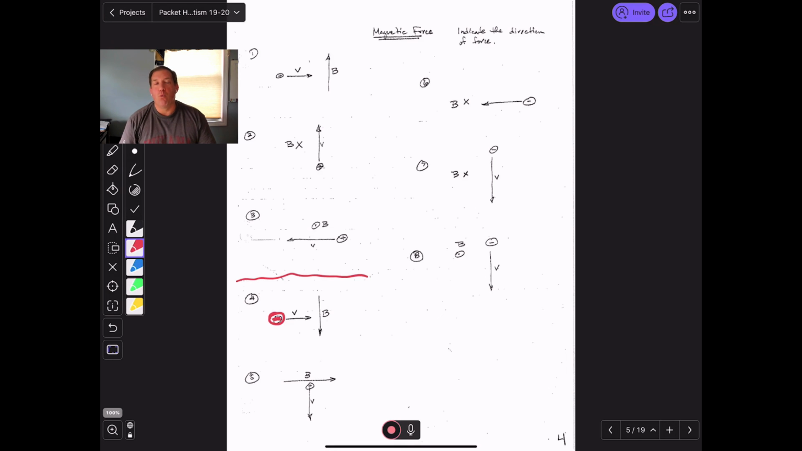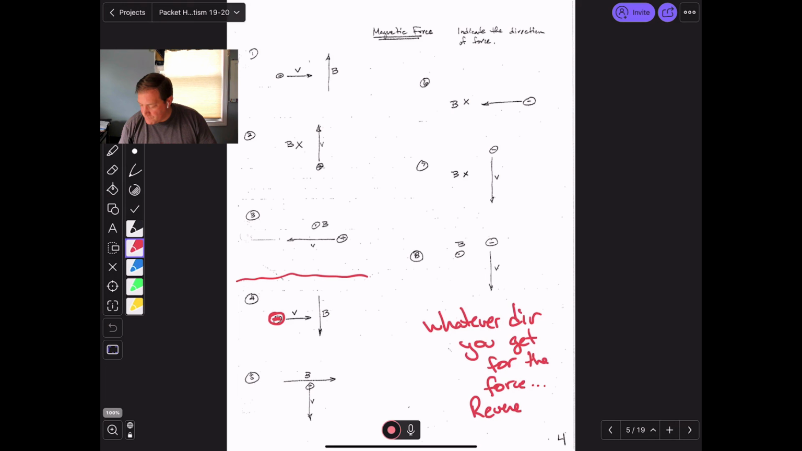Nope. Whatever direction you get for the force, reverse it 180. So up becomes down. Left becomes right. In, circle X, becomes circle dot. 180 degrees just means the opposite direction, okay?